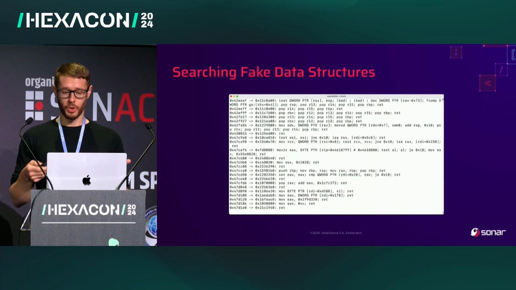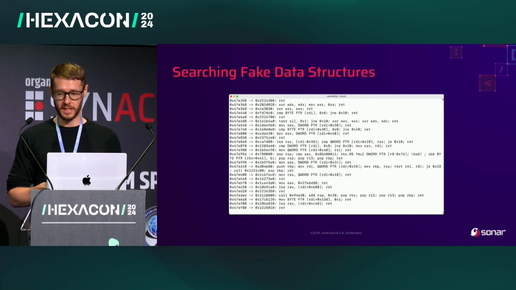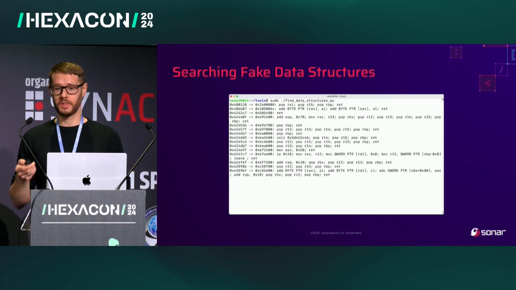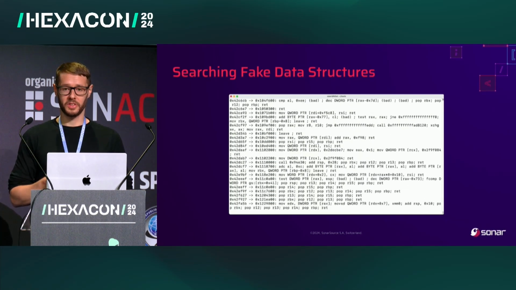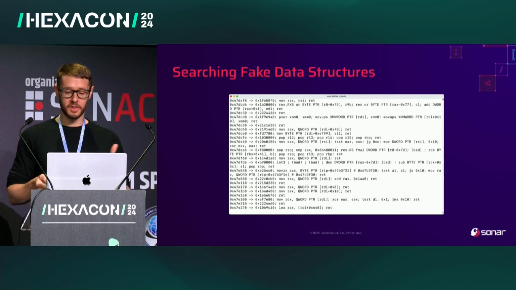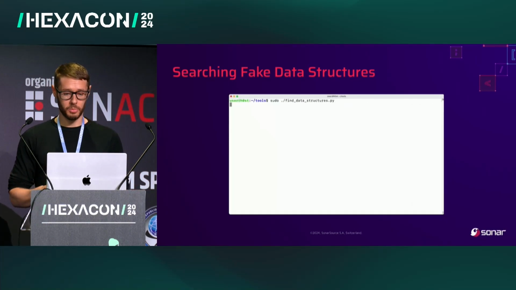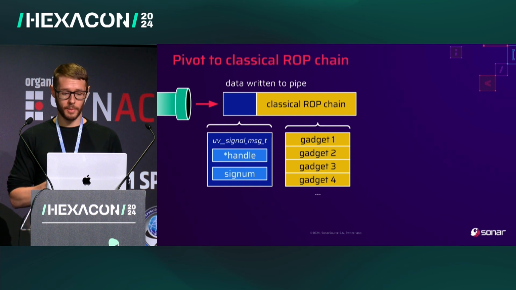As we can see, this approach yields quite a few possible fake data structures. The good thing is that we only need one of these that fits our need. What we are looking for is a pivoting gadget. If we can pivot the stack pointer to the data we've written to the pipe, we can continue with the classical ROP chain. So what does this look like?